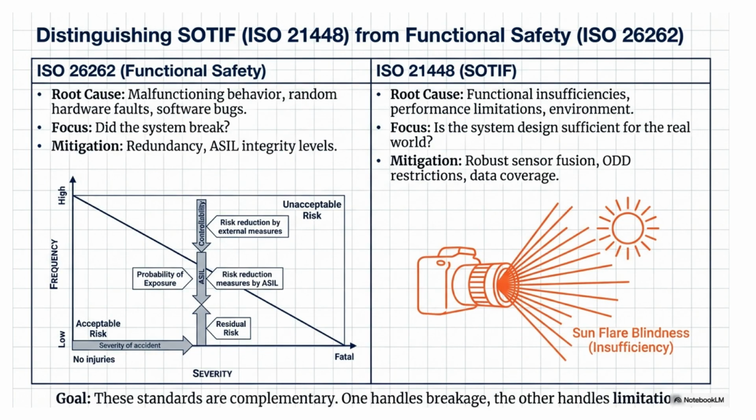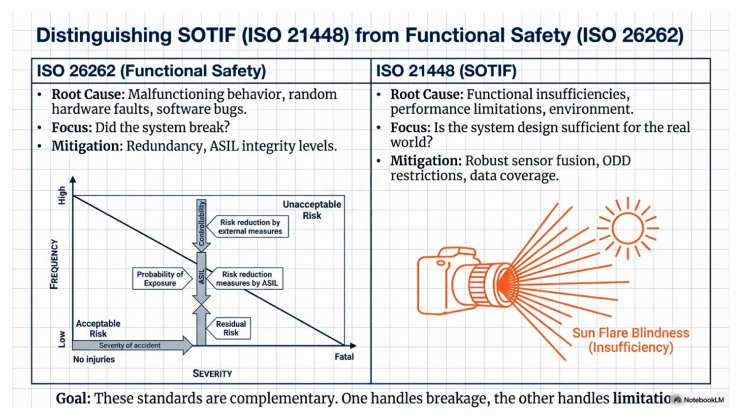One of the most frequent questions is whether SOTIF replaces traditional functional safety. The answer is no. They are complementary pillars of a holistic safety argument. Think of ISO 26262 as your guard against breakage. It uses ASIL integrity levels and redundancy to make sure the system stays reliable. SOTIF, meanwhile, focuses on limitations, asking if the intended design is sufficient for the target environment.